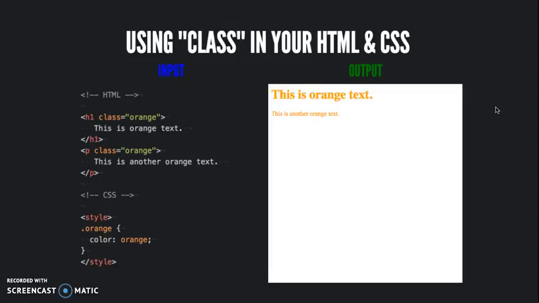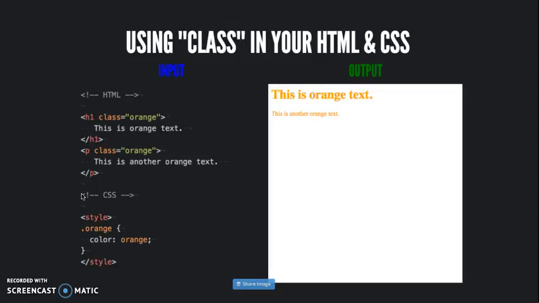On the left-hand side, again, we have our input, and on the right-hand side, we have our output. If you'll notice, we have an h1 tag with a class of orange, and it says this is orange text, and a closing h1 tag, and then an opening paragraph tag, also with a class of orange. So these two match, they both have the same class. And it has a little bit of text inside of it that says this is another orange text. And we've closed this paragraph tag.